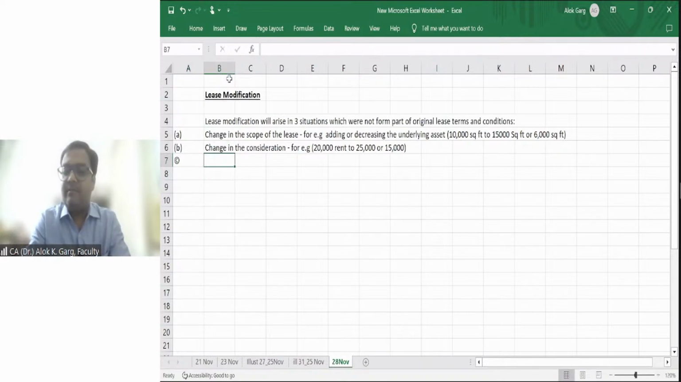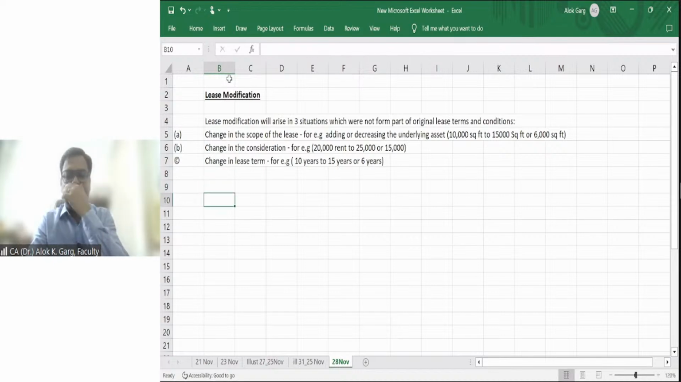C, then change in lease term. For example, 10 years to 15 years, or let's say 6 years, right? So these are the three examples. Okay.